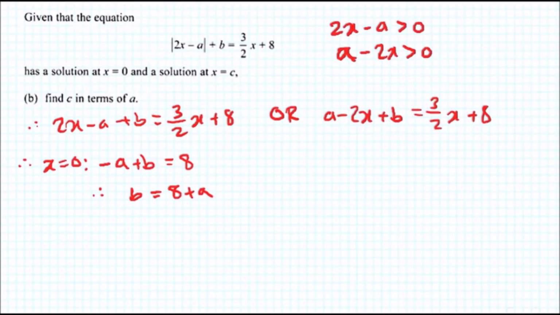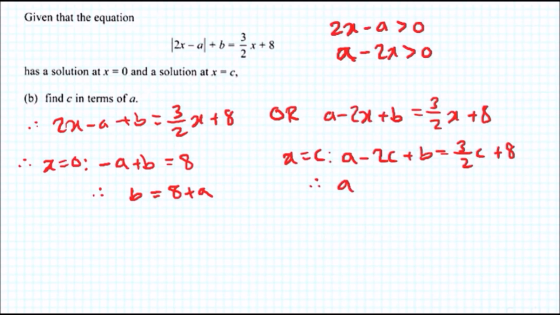So when x equals c, what does this equation become? We're going to have a minus 2c plus b equals 3 over 2c plus 8. We know what b is, and remember we want to write this answer in terms of a, so the b needs to be eliminated. So we know b is 8 plus a, so let's pop it in. Therefore we're going to have a minus 2c plus 8 plus a equals 3 over 2c plus a.